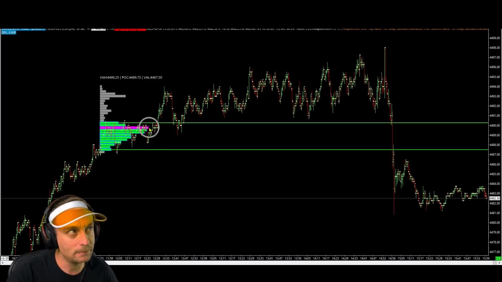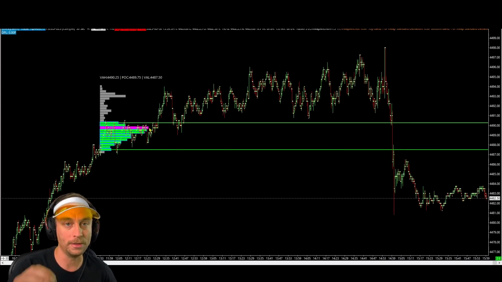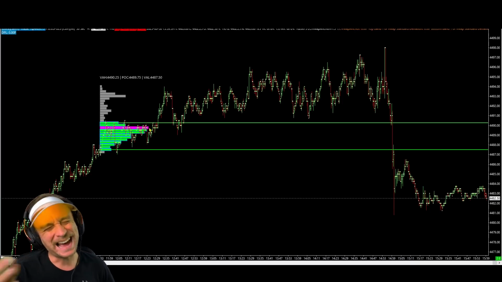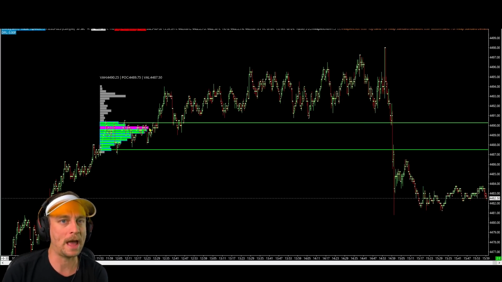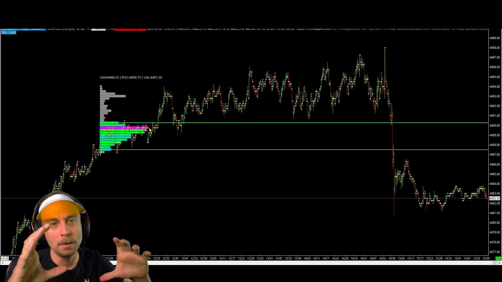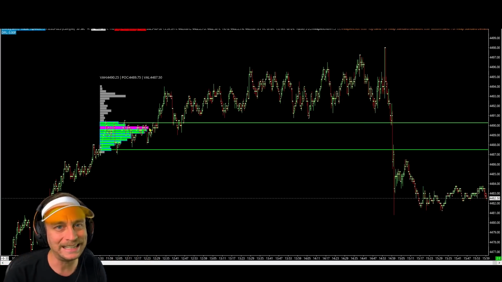A lot of times what I'll do is scale at the point of control or the mid of a range. Not necessarily the mid of a range. It depends on what the profile structure looks like, because there are times where you have a midpoint of a range, but the profile structure is completely different.